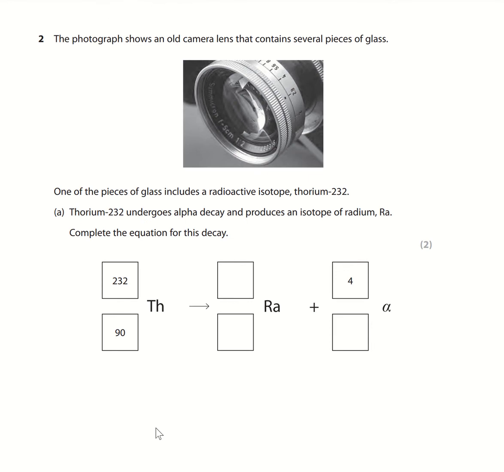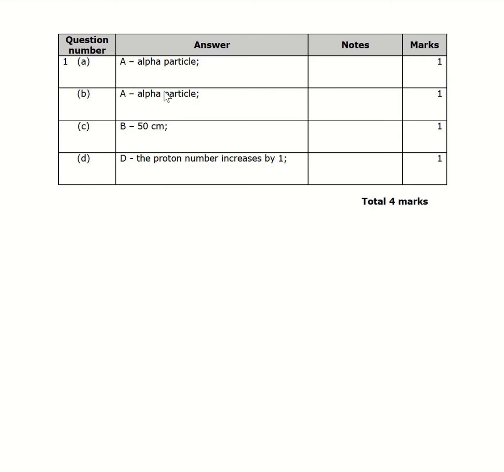Next page. Let's check the answers of the previous page. Alpha, 50 centimeters, and proton number increases by 1.